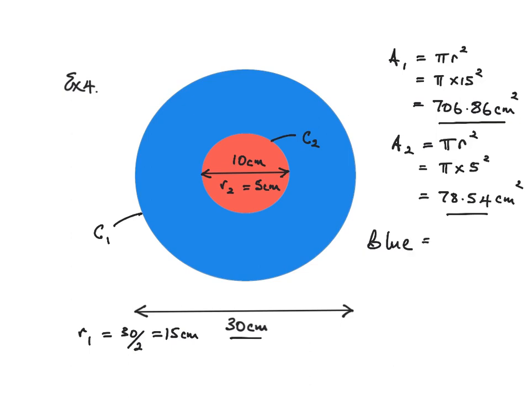So the blue area, well, we find the blue area by subtracting the smaller from the larger. So 706.86, take away 78.54 gives us 628.32 centimetres squared.